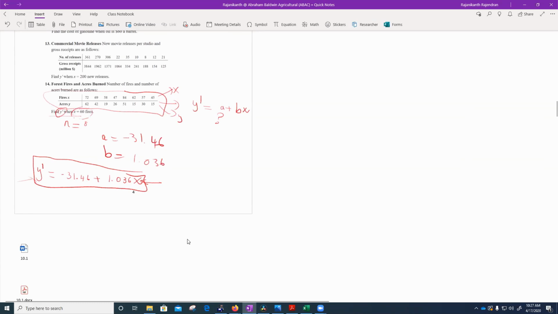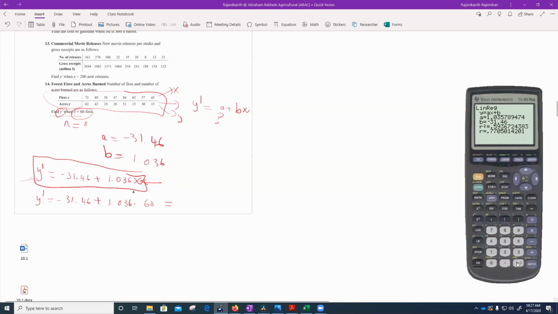So now you have the formula, the relationship between y prime and x. They are asking, could you find y prime if x is 60? Simply plug 60 into your formula for x, then solve for y prime. So y prime is negative 31.46 plus 1.036 times 60. Simply take your calculator and find this value. This will give you the predicted y prime, which is 30.7.